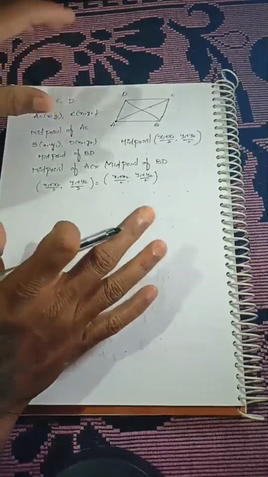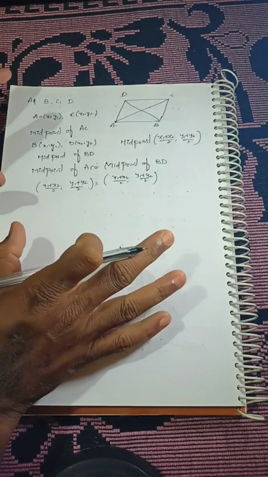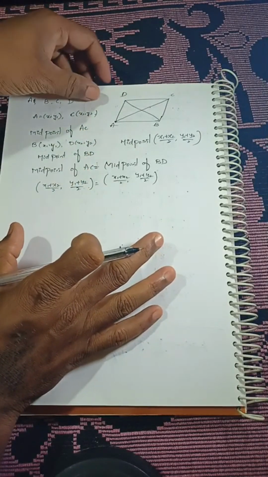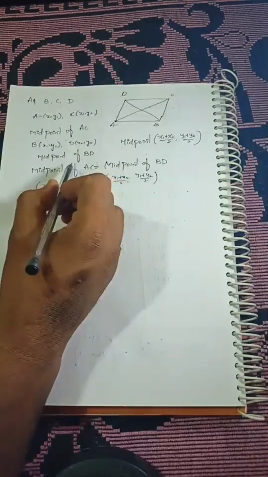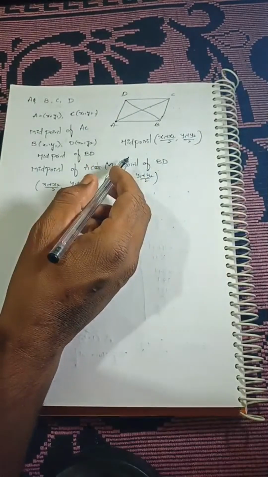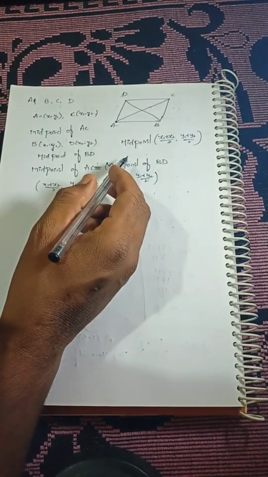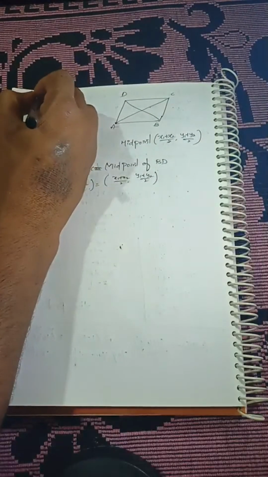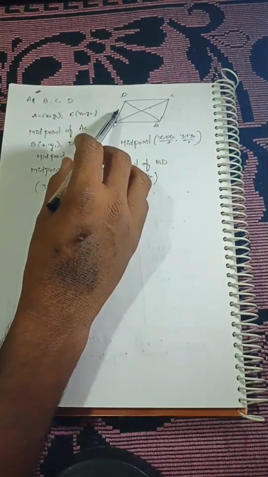I am just writing the method how to use. If 4 points are given of a parallelogram, midpoint of AC is equal to midpoint of BD. Yes, so this is the first problem we are going to do.